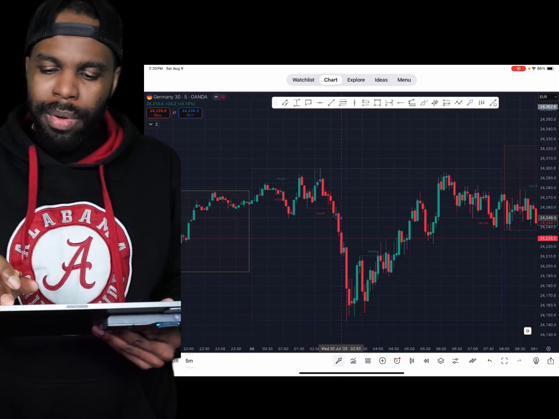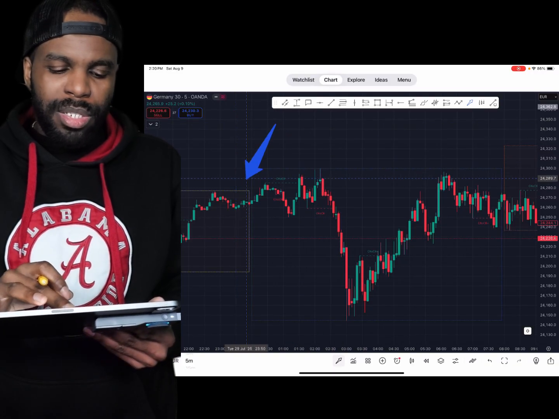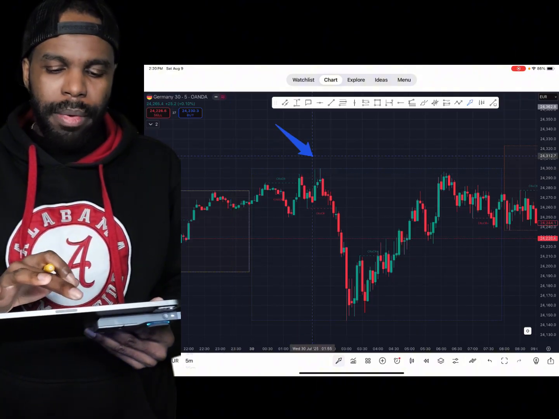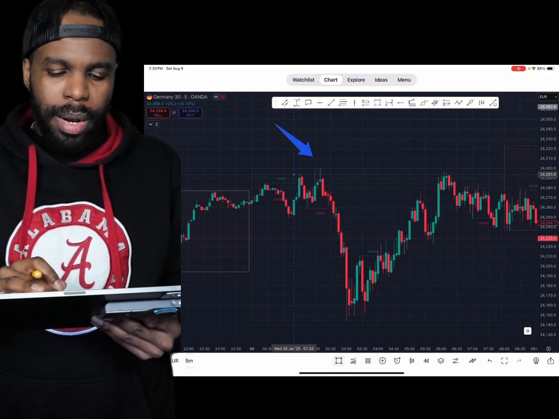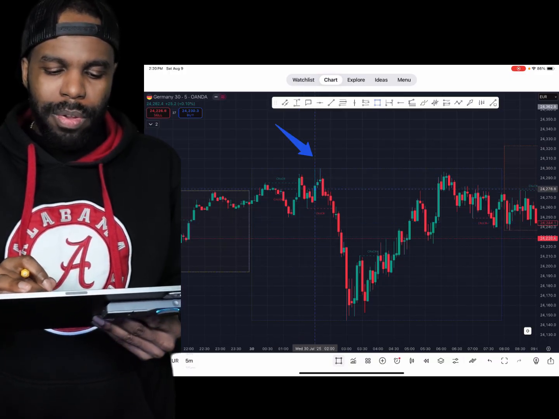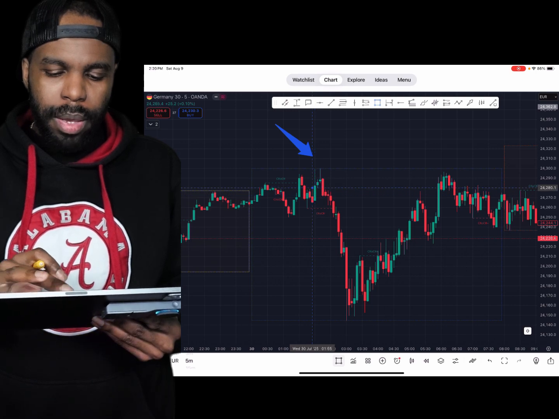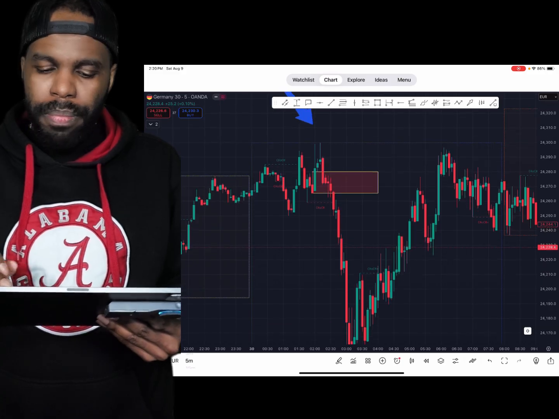All right, so now I already see a sweep. London session swept Asian session. I already see a sweep there, and I'm just looking for a breaker block. So we got a high, we got a higher low, and then we got a higher high here. So I already know this area right here is going to be my breaker block.